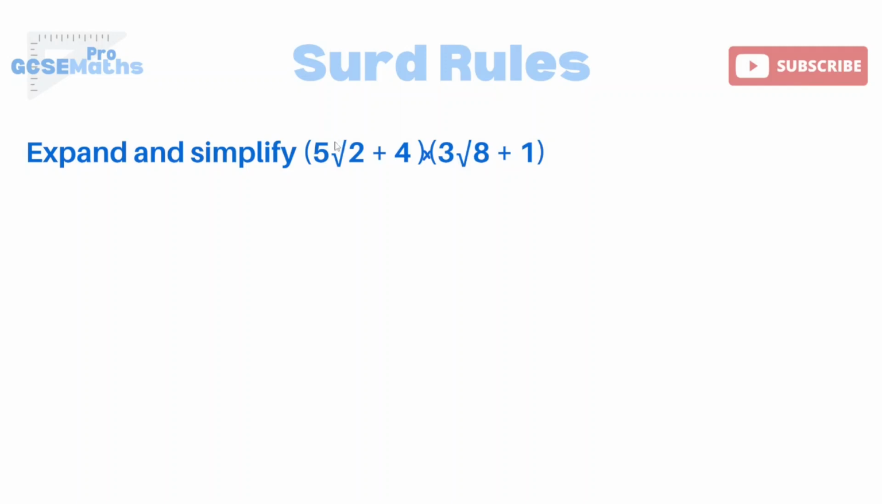So I'm going to start by multiplying 5 root 2 by 3 root 8, which we know we have to multiply the whole numbers together. So 5 times 3, that obviously gives me 15. And then we're going to multiply the surds together. So root 2 times root 8. That all goes in the same square root symbol. I'm just going to directly multiply in this case. So 2 times 8, I know, is 16.